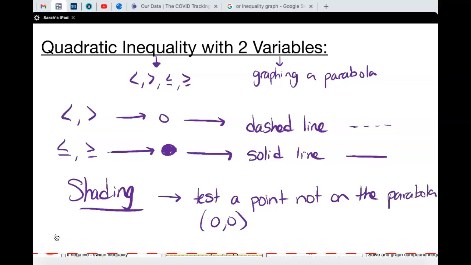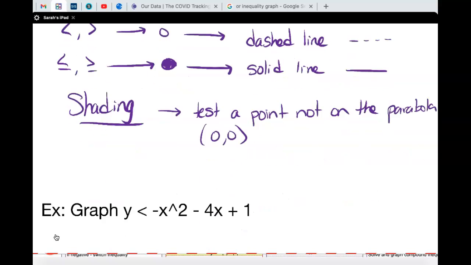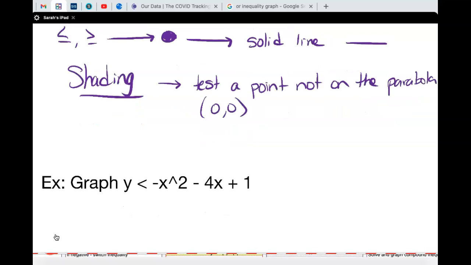Alright, now that we have all the information, we're going to do 3 examples. What should we find first? Your vertex.